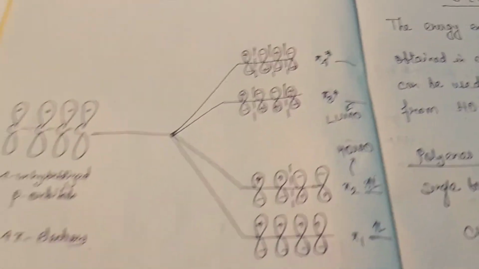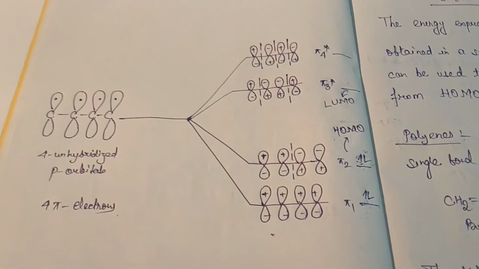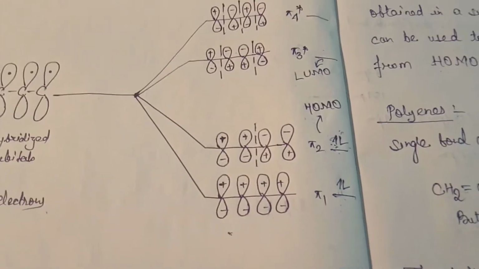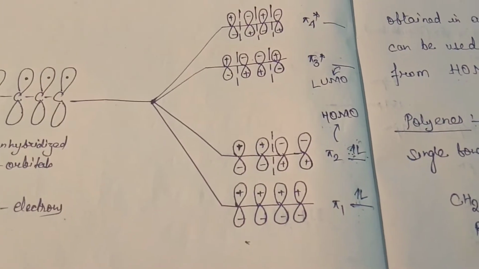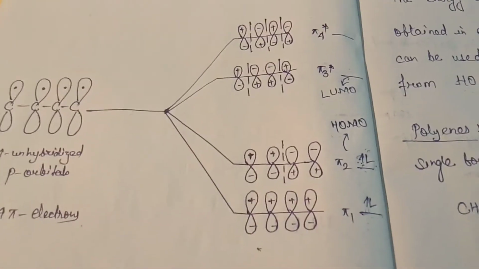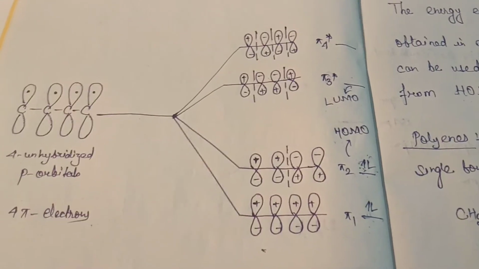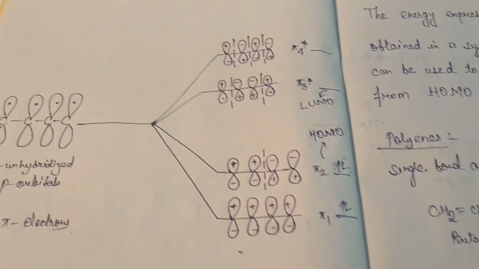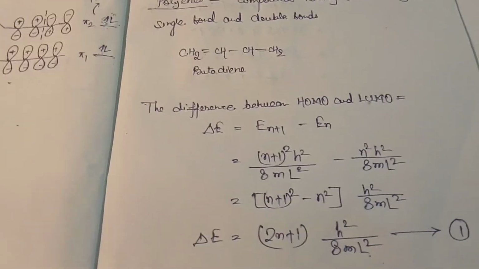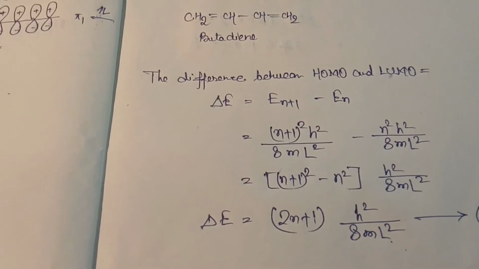Whenever these kinds of molecules are allowed to interact with an external source of energy, there is a possibility of transition of electrons from pi 2, that is HOMO, to LUMO. The amount of energy required for the transition of electrons is easily calculated with the help of the energy expression of a particle in a 1D box. The energy expression was n square h square divided by 8 m L square.